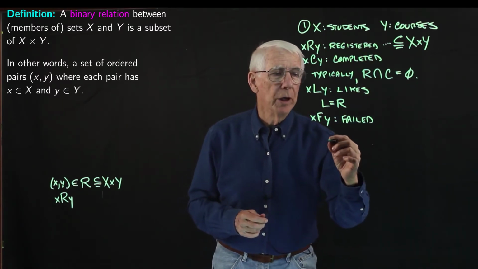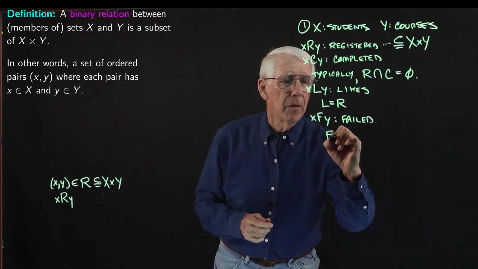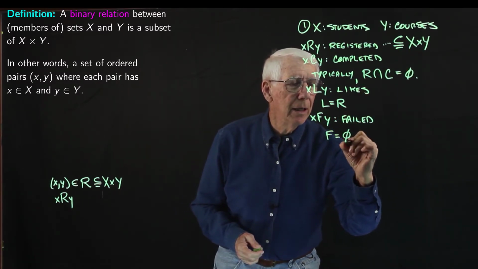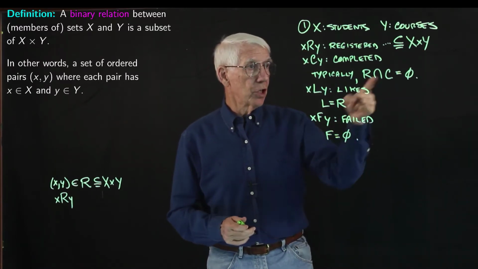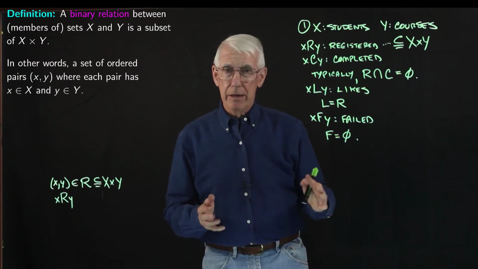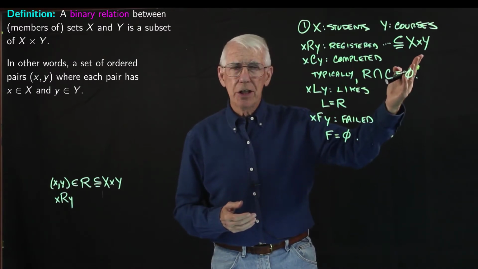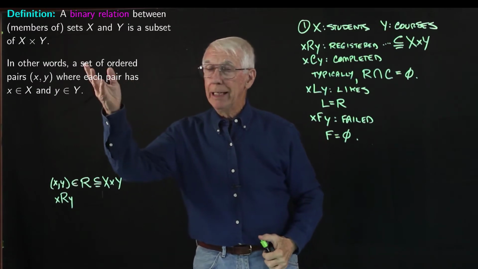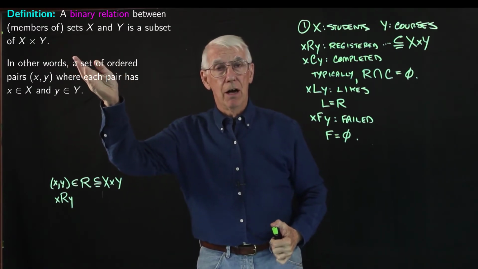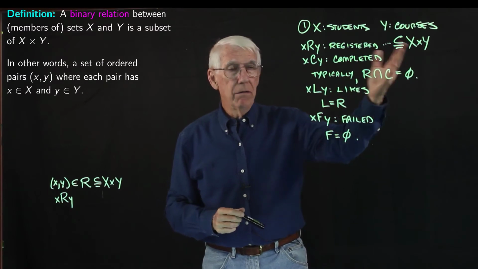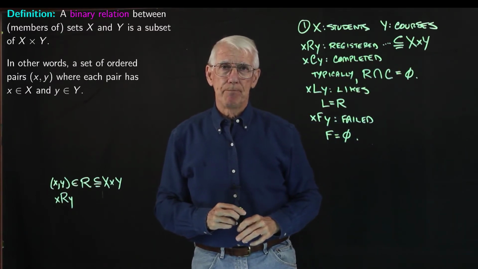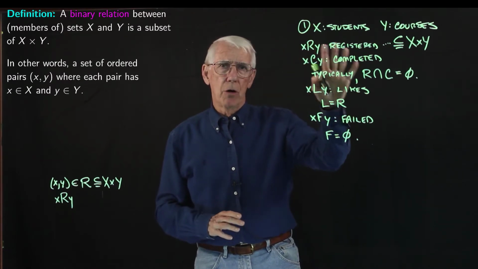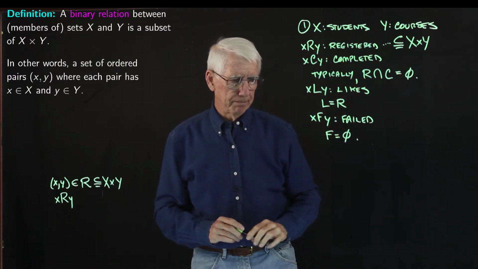So then the relation F, again a subset of X cross Y, would be the empty set, just like the empty set up here. Again, the empty set is a perfectly good subset of X cross Y, so it's a perfectly good relation, because relations are simply subsets of the cross product of the X set and the Y set. So now I'm going to take this example off, and then I'm going to go through several other examples.